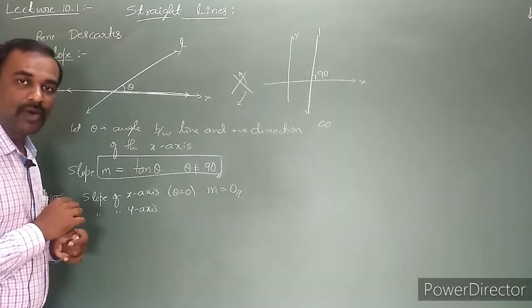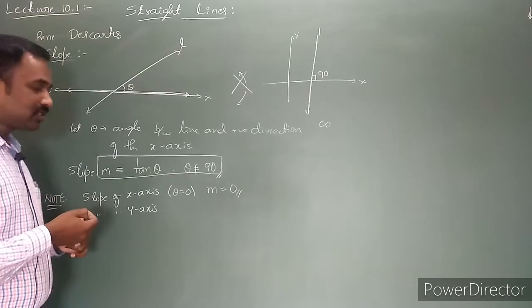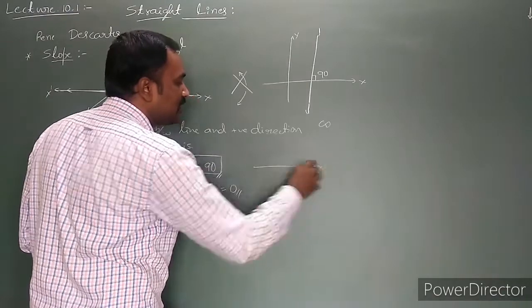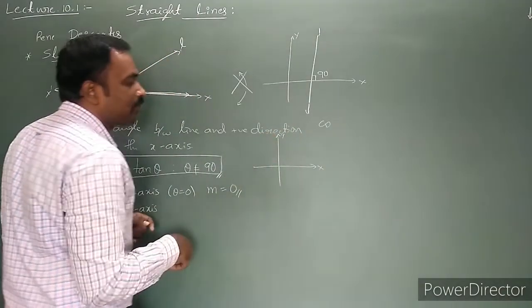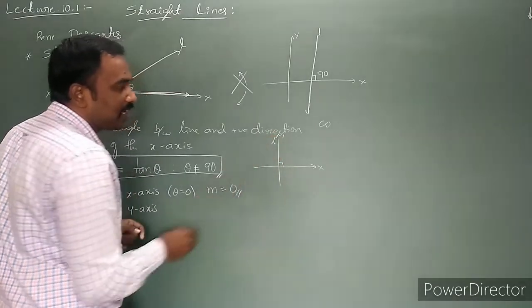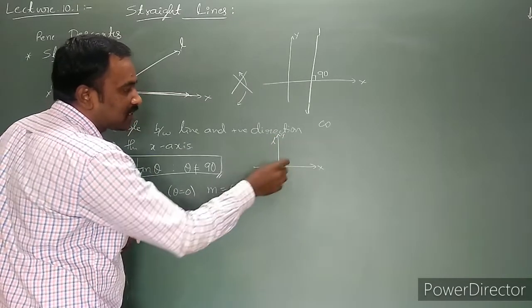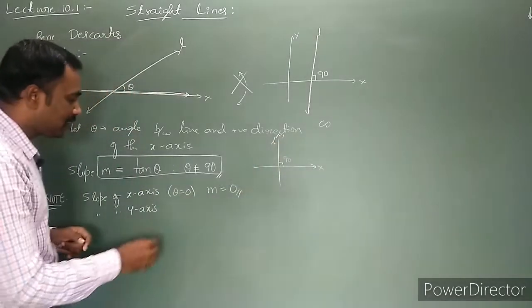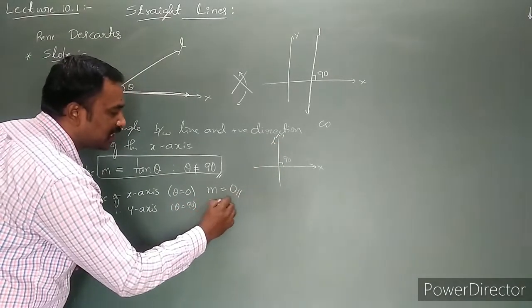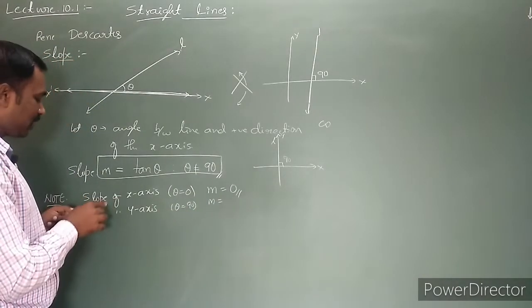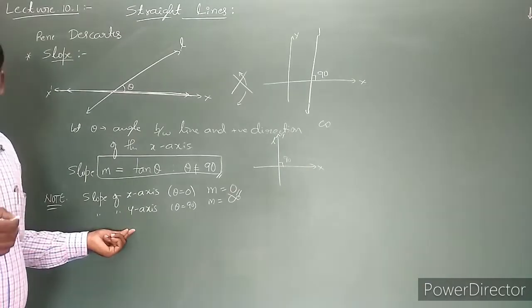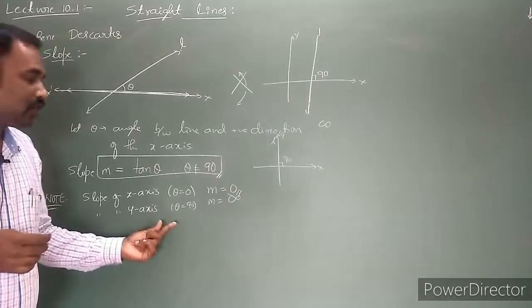Similarly, find the slope of the y-axis. What is the slope of the y-axis? Here the x-axis is here, the y-axis is there. For the slope of the y-axis, this y-axis becomes the line, and we take the angle with the x-axis. How much angle is that? 90 degrees. So here theta is equal to 90 degrees. What is the slope of the y-axis? Slope of the y-axis is not defined.